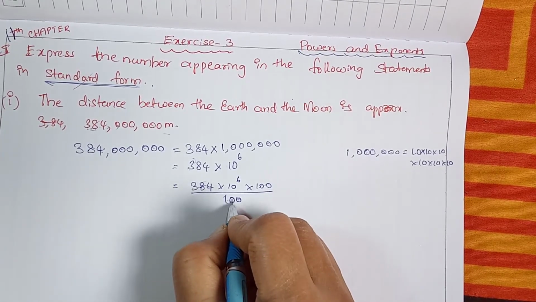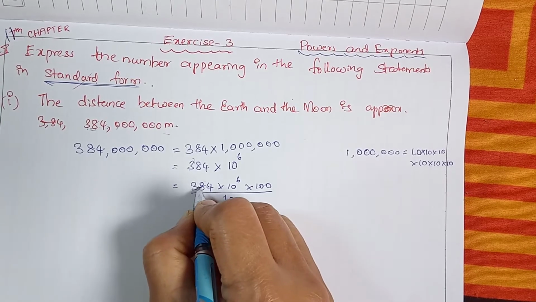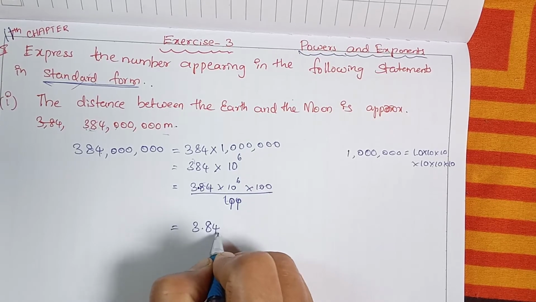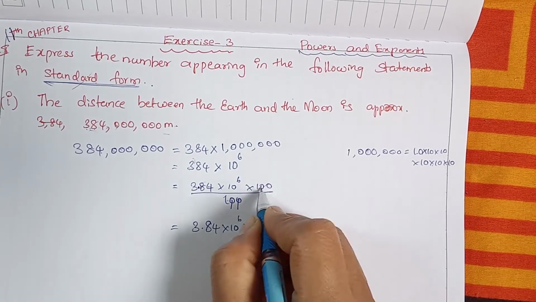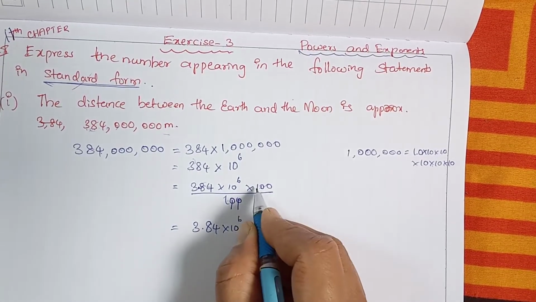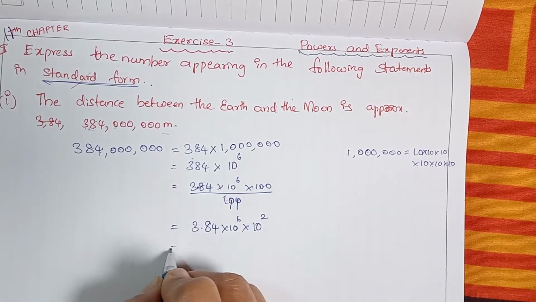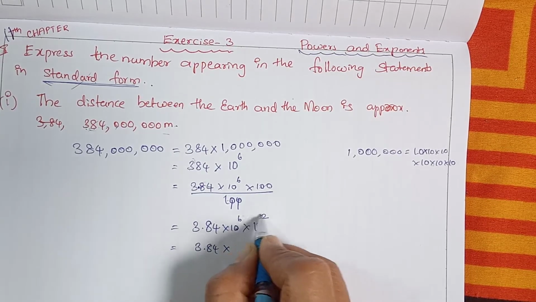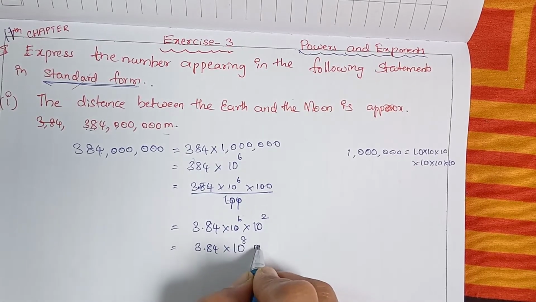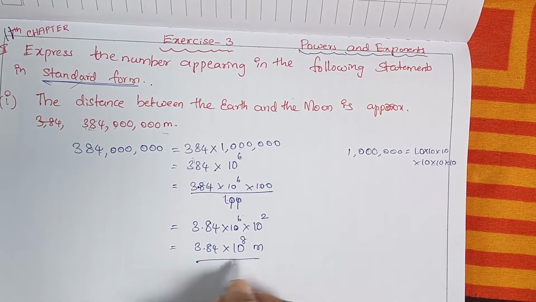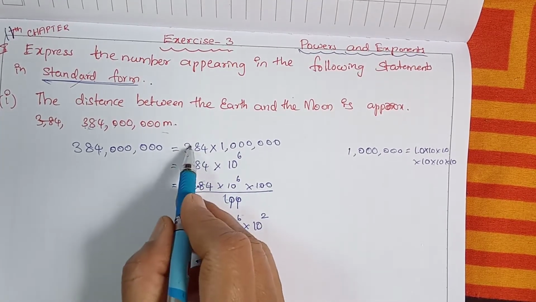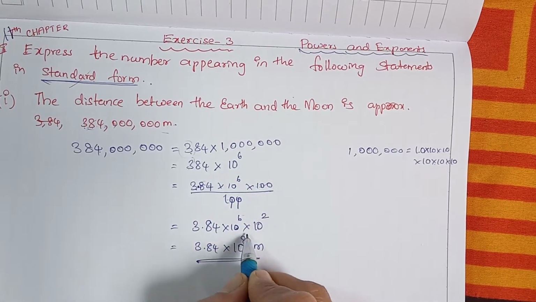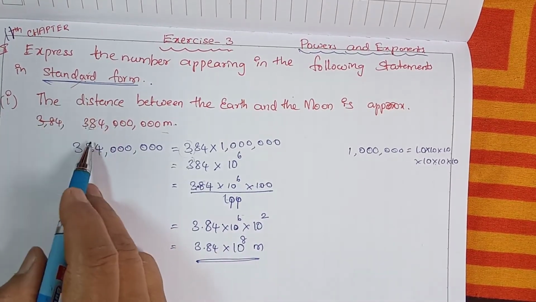Now remove these zeros and put the decimal before 8. So now this is 3.84 into 10 to the power of 6, and this is into 10 to the power of 2, since 100 can be written as 10 squared. Now, the bases are equal, so add the powers: 10 to the power of 8 million. This is called standard form. So converting into a single digit, or we can say correcting to a single digit, this is called the standard form of the given number.